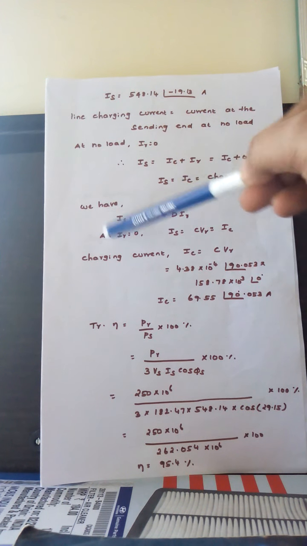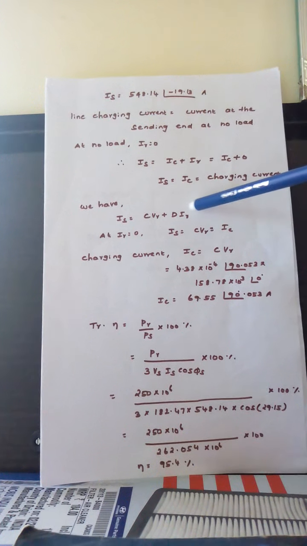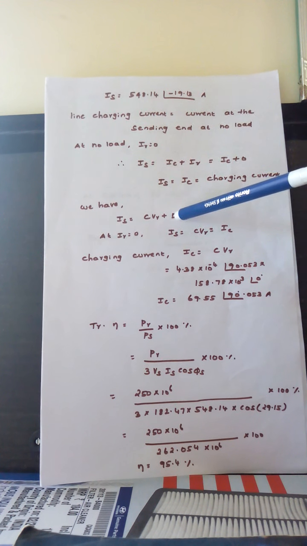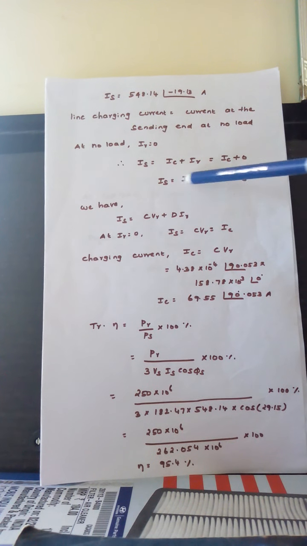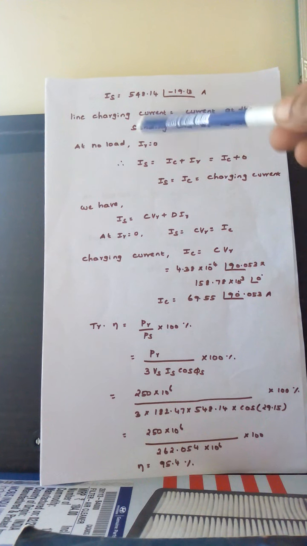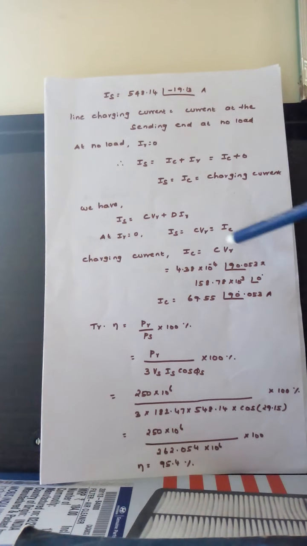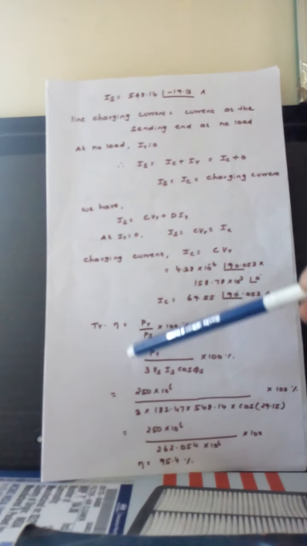So if you substitute this in the general equation, that is IS equal to C into VR plus D into IR, in that IR is 0, so IS will be equal to C into VR, correct? So IS is IC, so your IC will be equal to C into VR. We know C and VR, so we are getting IC equal to 69.55 at an angle 90 degrees.